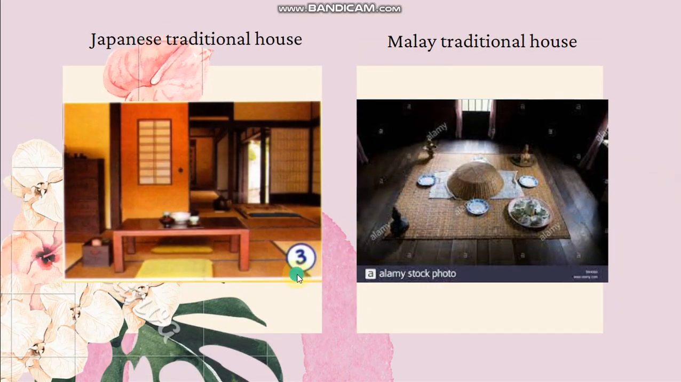Okay, picture number 3. Japanese traditional house, people will sit on cushions. Whereas in Malay traditional house, people will sit on the mat. Okay, both will sit on the floor, but Japanese will sit on cushions and Malay will sit on the mat.